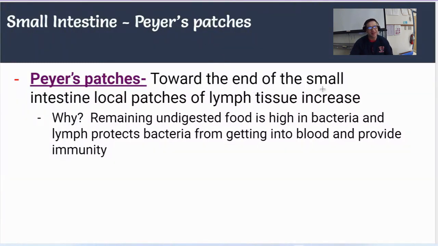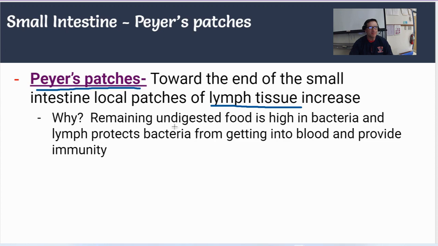All right, so towards the end of the small intestine, mainly the ileum, the last part of the small intestine, you get what's called Peyer's patches, which are patches of lymph tissue. Lymph tissue, it's part of the immune system, helps you fight diseases, viruses, and bacteria.